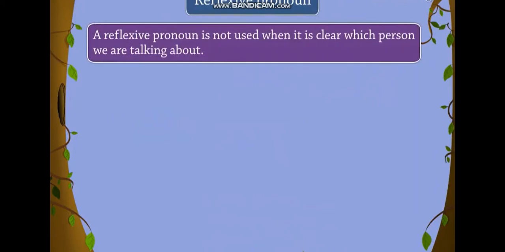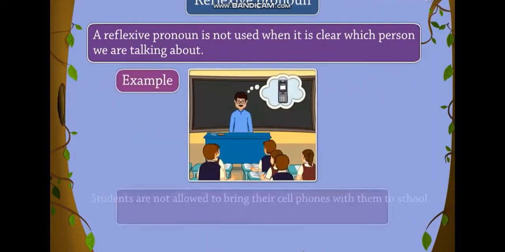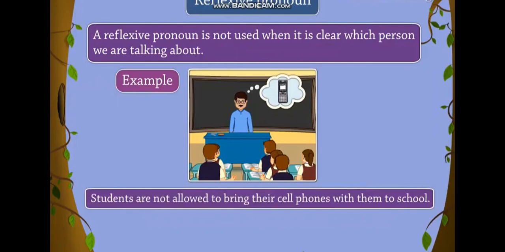A reflexive pronoun is not used when it is clear which person we are talking about. For example, students are not allowed to bring their cell phones with them to school. In this example, we have used them instead of themselves because it is clear that them refers to students only and nobody else.